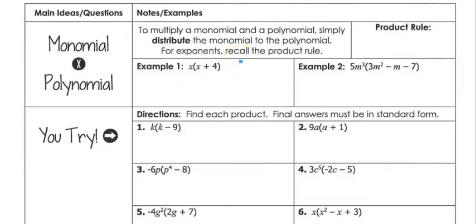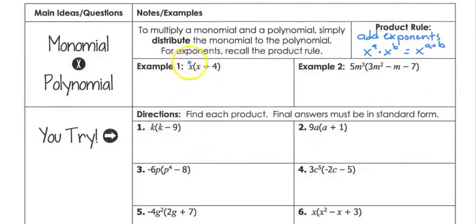All right, for 8.2, we're going to look at multiplying polynomials. And so all we're doing is distributing. As a refresher, remember our product rule is that we add exponents when we are multiplying variables. We add exponents, so if I have x to the a times x to the b, that's going to be equal to x to the a plus b.